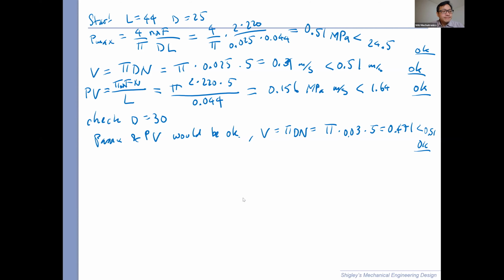Dua-duanya oke. Yang lebih kecil. Kenapa? Lebih murah. Mungkin, belum tentu. Ya, apalagi faktor-faktor dunia nyata yang mungkin memengaruhi selain lifetime ya, Pak. Oke, dari lifetime mungkin, Pak.